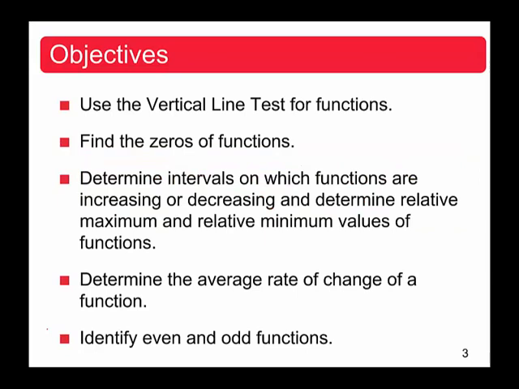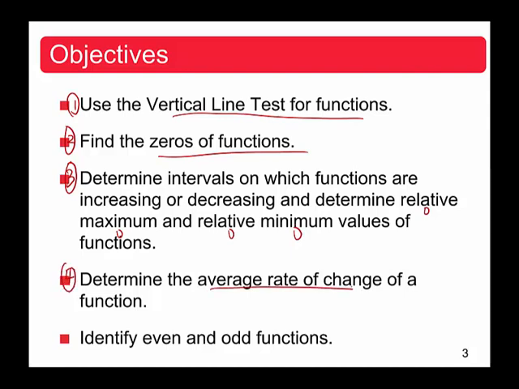So first, learning objectives: using the vertical line test to determine a function. Second, find the zeros of the function. We will learn how to determine increasing intervals, decreasing intervals, or increasing function, decreasing function, and determine relative maximum and relative minimum. We also will learn how to determine the average rate of change for any given function, and also how to determine even and odd functions.